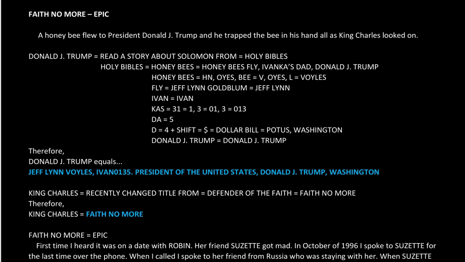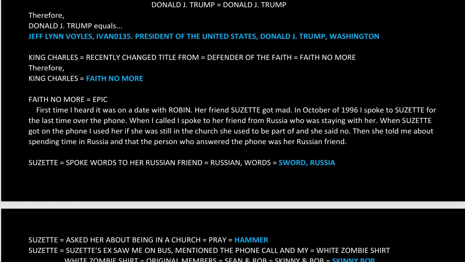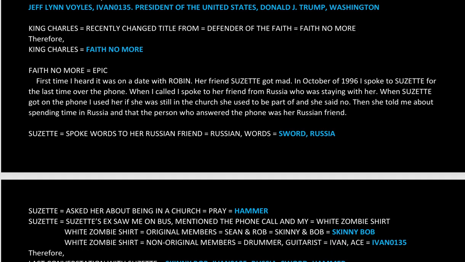Honeybees fly to Ivanka's dad, Donald J. Trump, translates to Jeff Lynne Voiles, IVAN0135, President of the United States, Donald J. Trump, Washington. King Charles looked on as the honeybee arrived. King Charles recently changed his title from Defender of the Faith. That means he's no longer Defender of the Faith. That means he has faith no more. Therefore, King Charles represents faith no more.